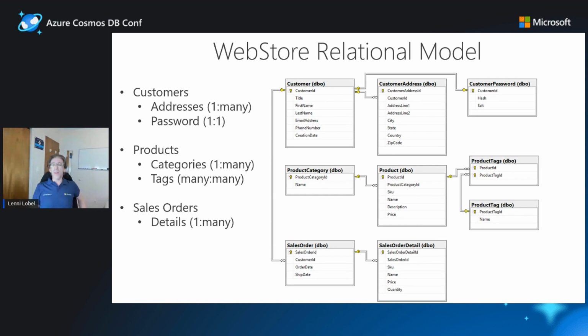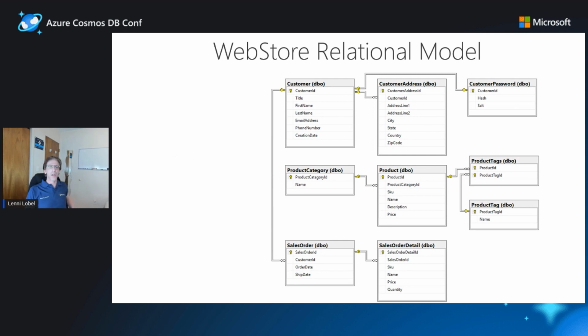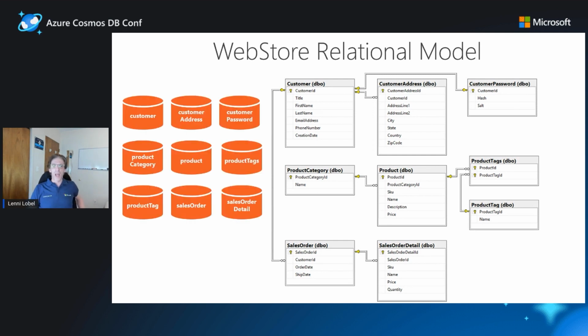So if you're coming to Cosmos DB fresh and it's new to you, your first instinct might be to say, hey, I've got 9 tables here. Maybe I should have 9 containers, right? It would make sense to think of a table as a container when you're first entering the world of Cosmos DB. But the question is, is this a good design?